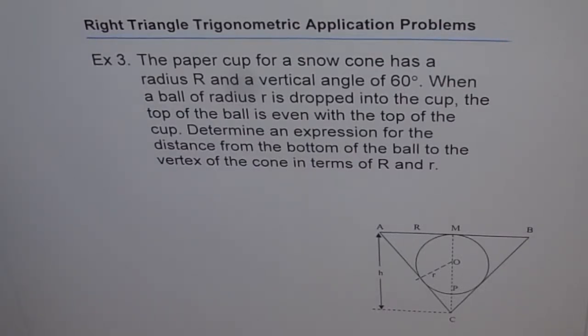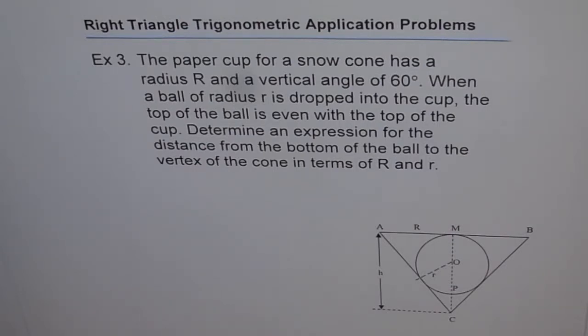Example 3. A paper cup for a snow cone has a radius capital R and a vertical angle of 60 degrees. When a ball of radius small r is dropped into the cup, the top of the ball is even with the top of the cup. Determine an expression for the distance from the bottom of the ball to the vertex of the cone in terms of capital R and small r.